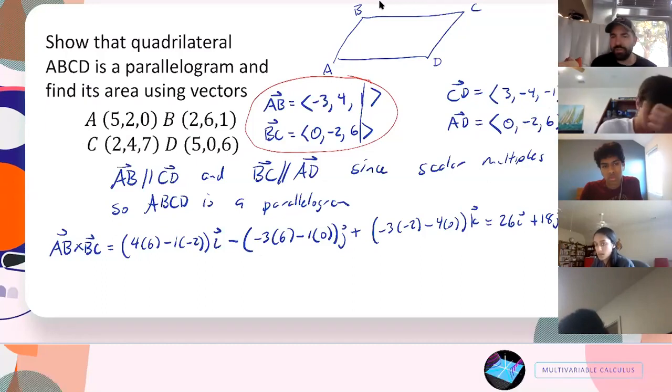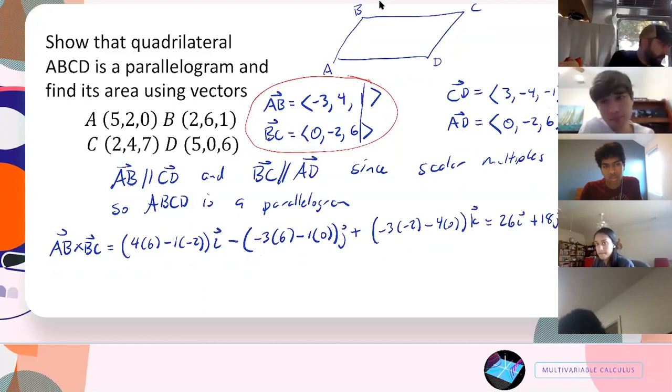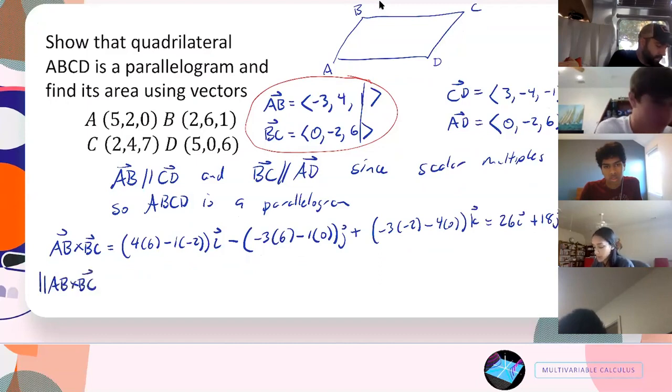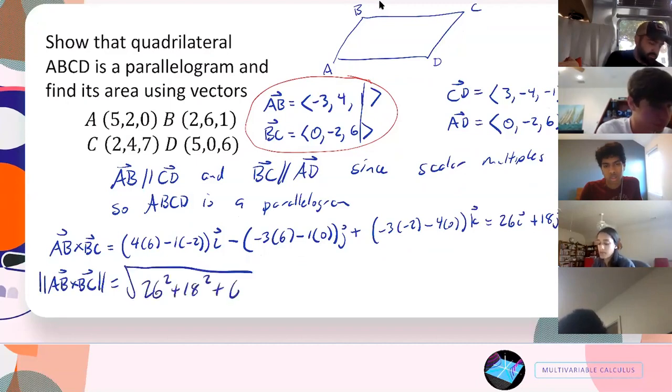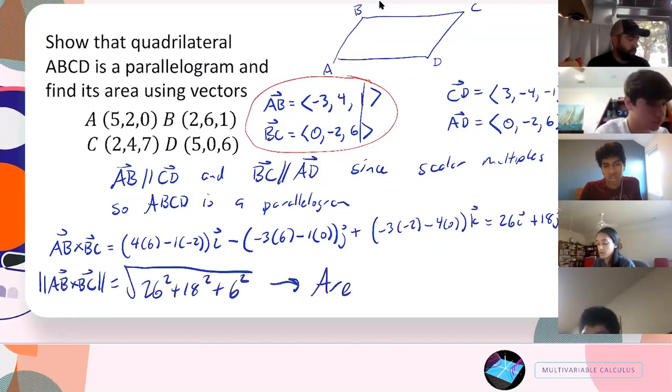Okay, that would geometrically just represent a vector coming off the page, perpendicular to the page. Wherever this thing is graphed, it's just perpendicular to the parallelogram. But if we find the magnitude of that, square root of 26 squared plus 18 squared plus 6 squared, that's going to give us area. So pretty large. I don't have a calculator, but you could use a calculator on something like that.